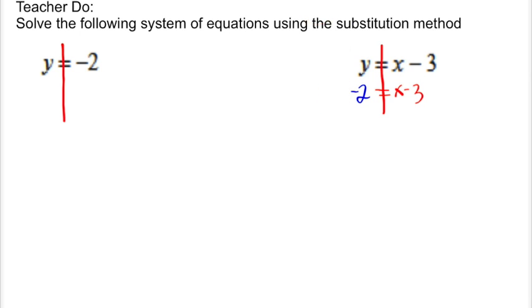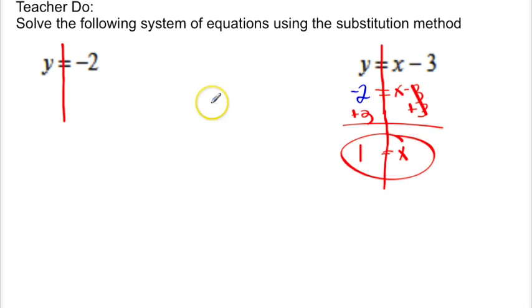Okay? Now all I'll do is solve for x. Again, I want x by itself, and since it's on the right side, I'll make it x equals. To get this 3 away, I'll add 3, and I'll add 3. I'll get x equals 1. Now, it looks like I only have one answer, x is 1. But I also have a y value. Our y value, there it is, negative 2.